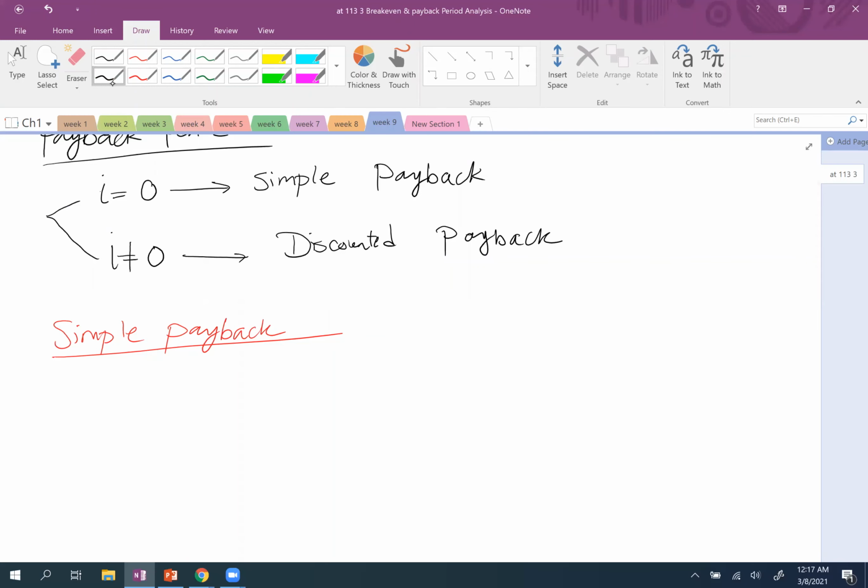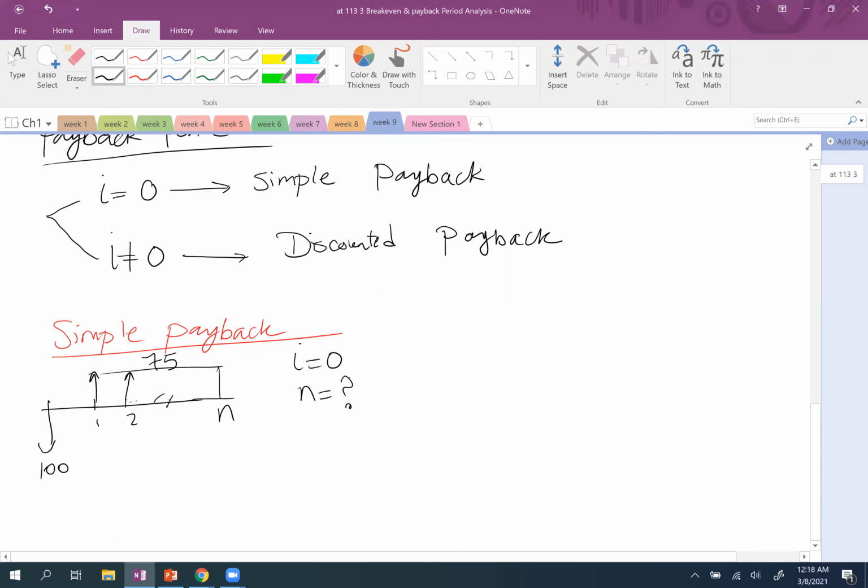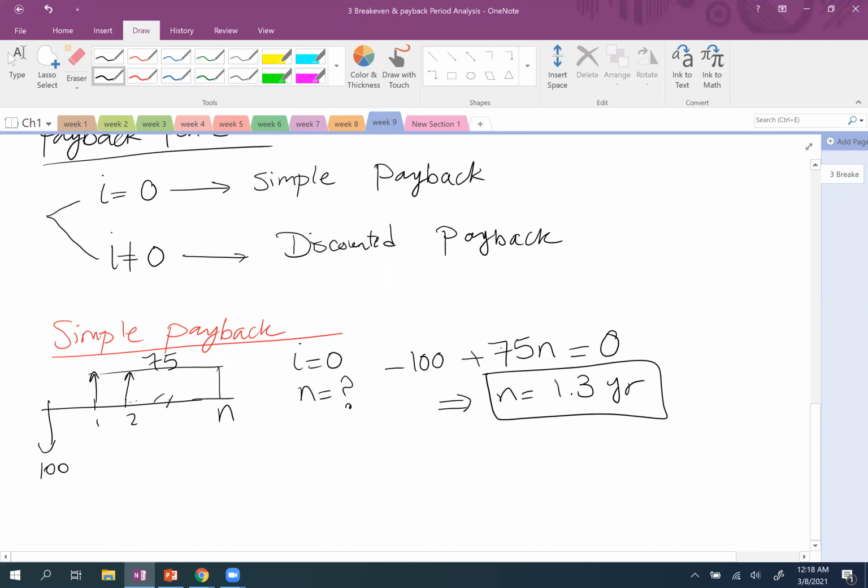Let's say I spend $100,000 here and I can make some money, let's say $75,000 for n years. What will be the value of n when i is equal to 0%? It means I have simple payback period. After how many years can I recover the initial investment? So we say negative 100 plus 75 times n is equal to 0. Therefore, your n is equal to, for example, 1.3 years. It will take this much to recover your initial investment. That's the concept of payback period, and that's simple payback period.